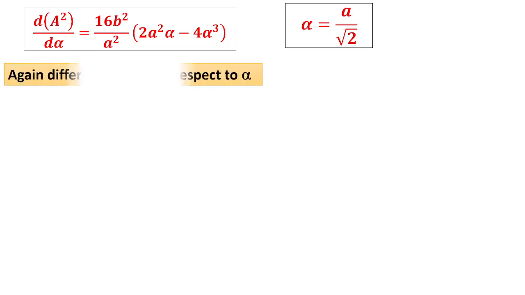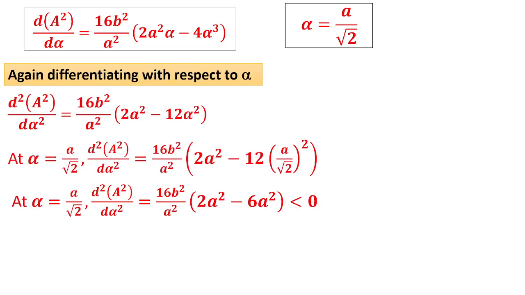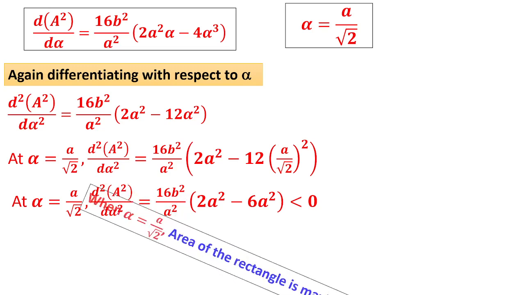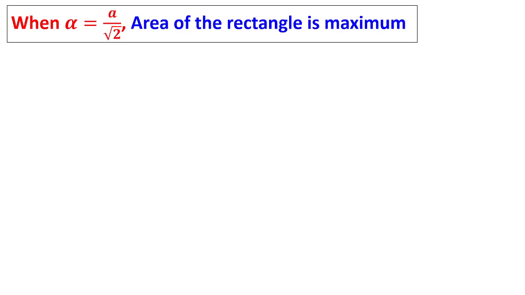But let us find the second derivative. At the second derivative, I am simplifying. I am checking that when I put alpha is equal to a by root 2, second derivative is negative. Therefore, when alpha is a by root 2, area is maximum.